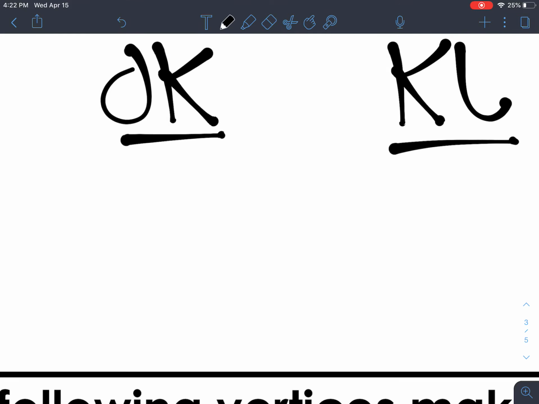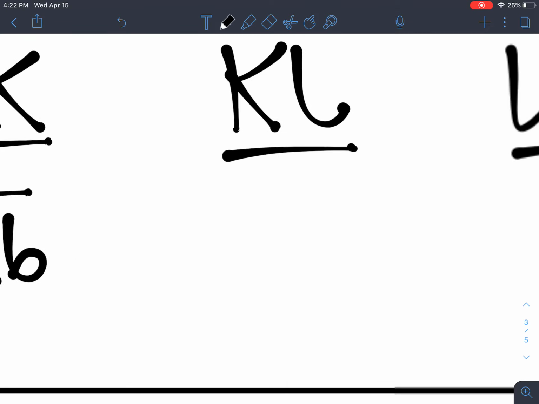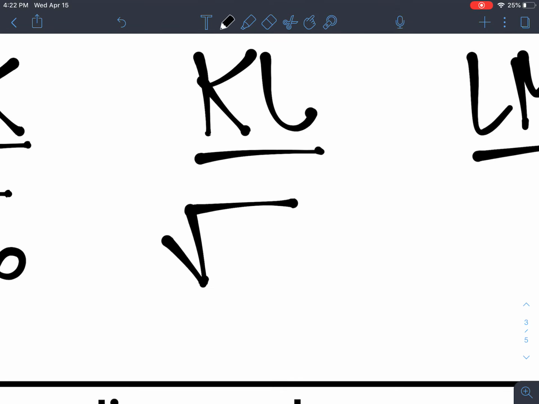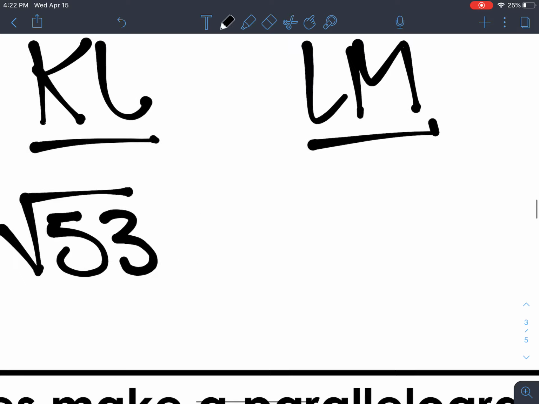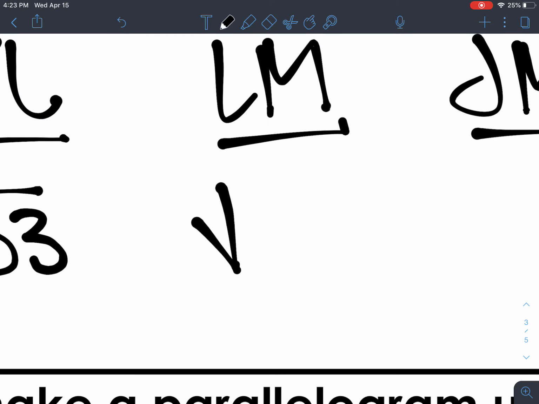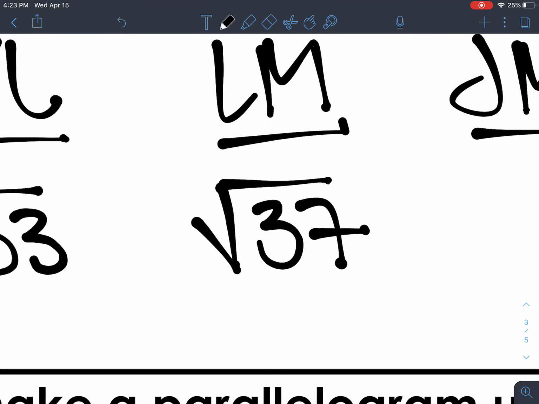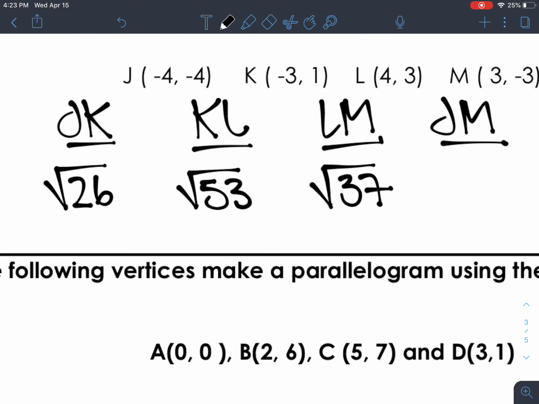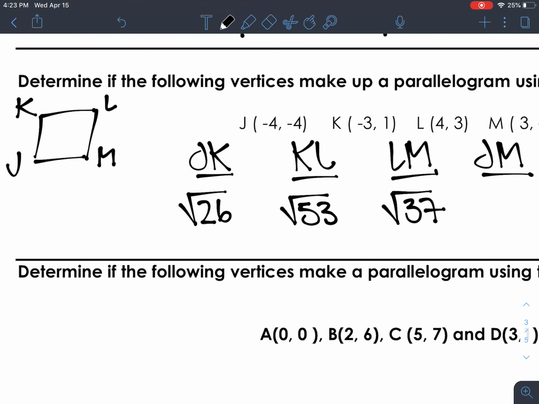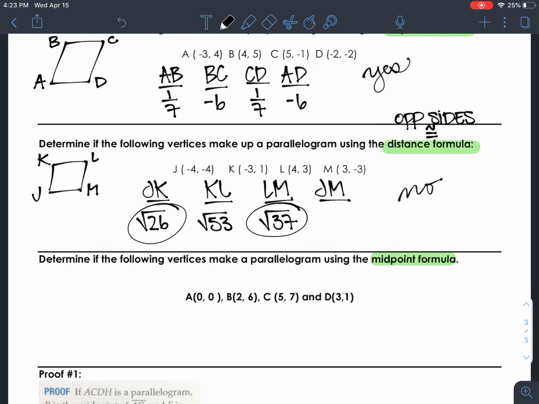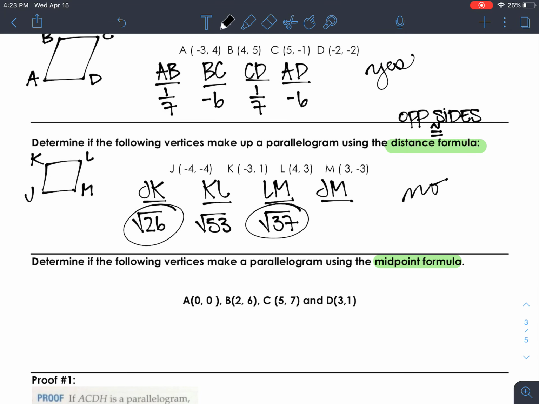So for JK, I have the square root of 26. For KL, I have the square root of 53. And then for LM, I actually got the square root of 37, and I stopped there because I don't need to go any further. If you look at my opposite sides of JK and LM, do they match? No, they don't. So automatically, I know that this is not going to be a parallelogram, because those opposite sides don't match.